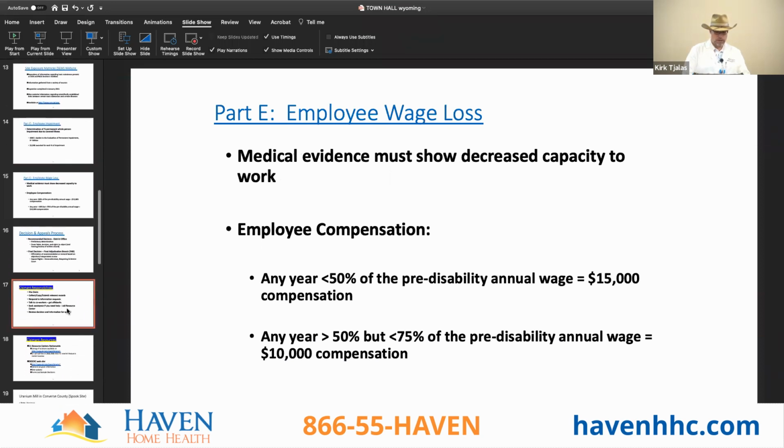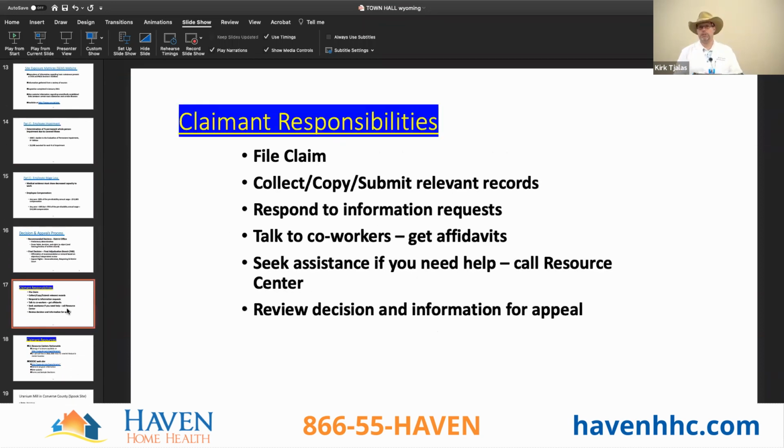So in talking about what are the claimant's responsibilities, this is really where the rubber meets the road and where a lot of people who don't have information are very challenged and need it. So this program considers your responsibilities to file a claim, to collect, copy, and submit relevant records, to respond to the information request, talk to coworkers, get affidavits if needed, call the resource center, ask for help, and review the decision and information for appeal.